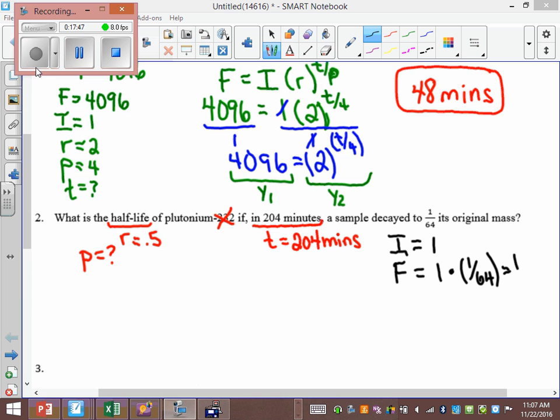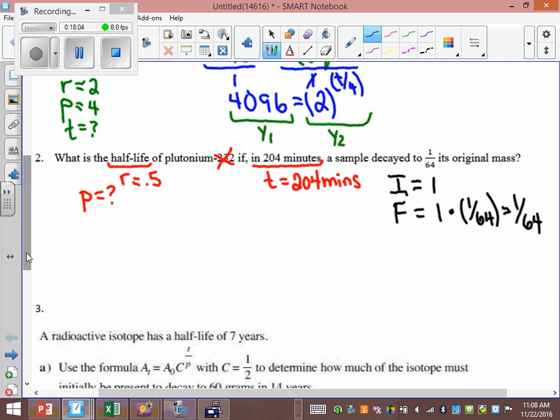So 1/64. You could have picked your initial to be 100, times this out, then when you divide your initial over, you're still going to get a final of 1/64. It'll always work out, okay? Because you're finding 1/64 of the original mass. So let's fill in what we do know. We know final is 1/64 equals my initial, which is 1. And I'm going to prove to you that it doesn't matter what I pick in just a second.